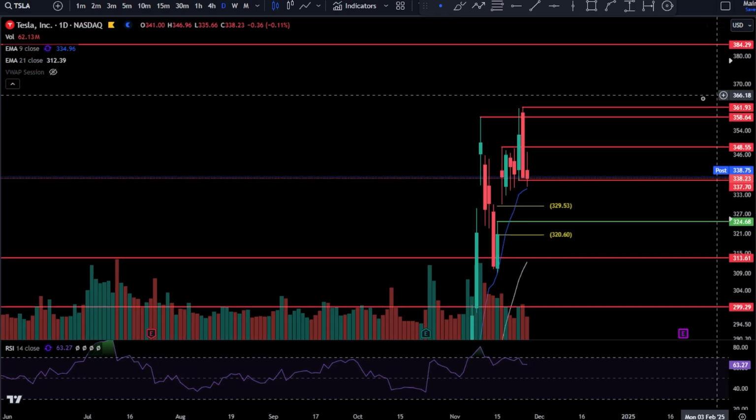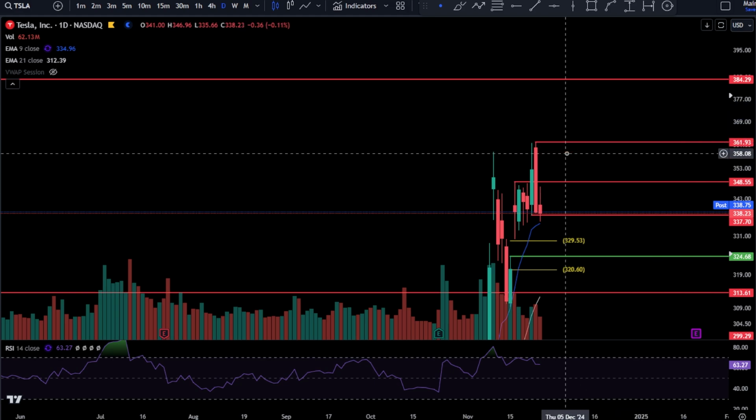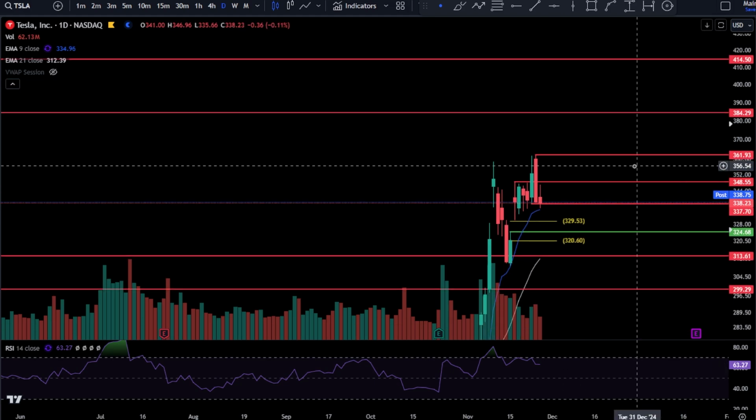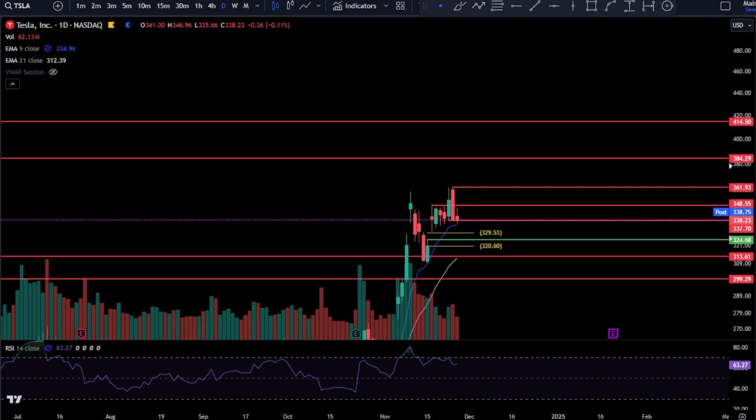On the upside, guys, if you get above 348.55 again, we're not going to watch this anymore. We're going to watch 361.93. Get above 361.93, watch 384.29, and then 414.50.